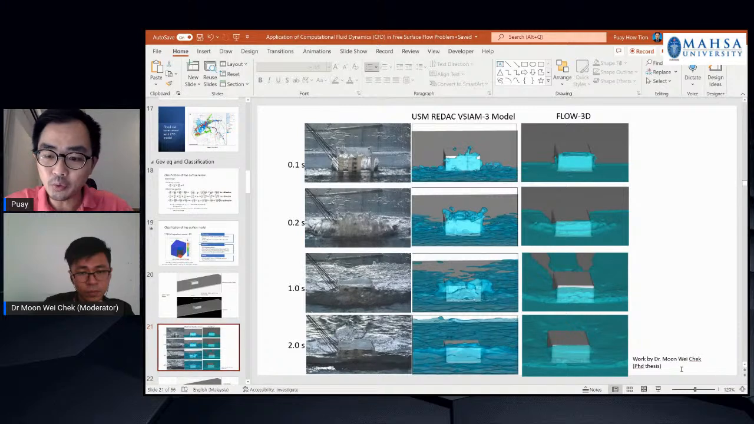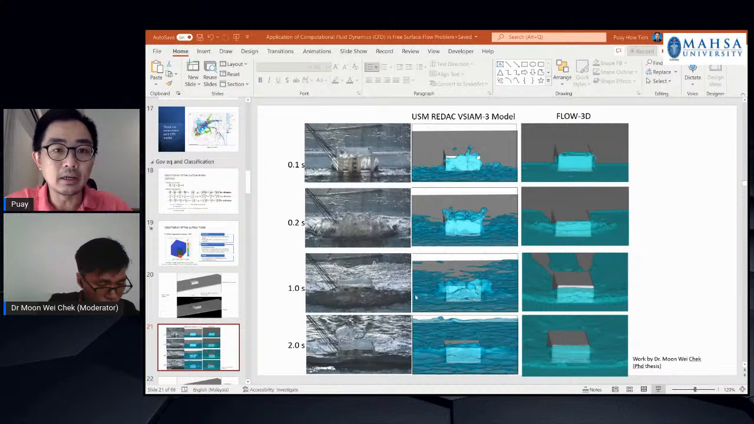So how do we know that our model is good? We can validate it with experiment. In this slide, we have the experimental result in the first column on the left hand side, the developed model in the second column, and the result from Flow 3D in the third column. It is very obvious that the developed model has a higher accuracy because it is more alike to the experimental result compared to the Flow 3D one.